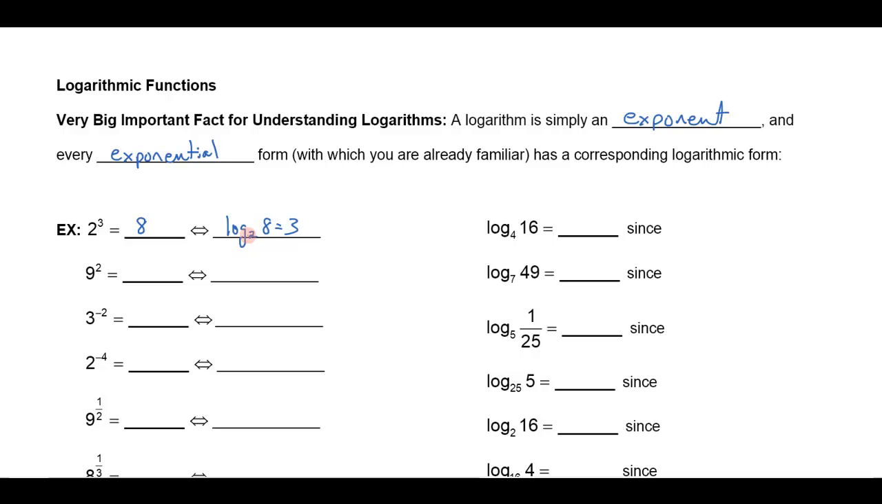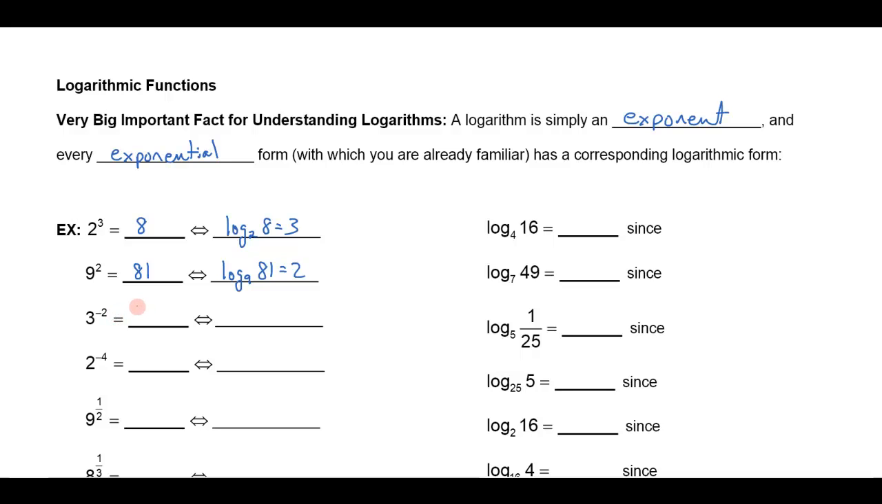So you take a logarithm of a number, kind of like you take the square root of a number. And the log base 2 of 8 is equal to 3. Now remember, a logarithm is an exponent. So the logarithm equals 3, and 3 is the exponent. So since 9 squared is 81, I could rewrite that in logarithmic form as the log base 9 of 81 equals 2.